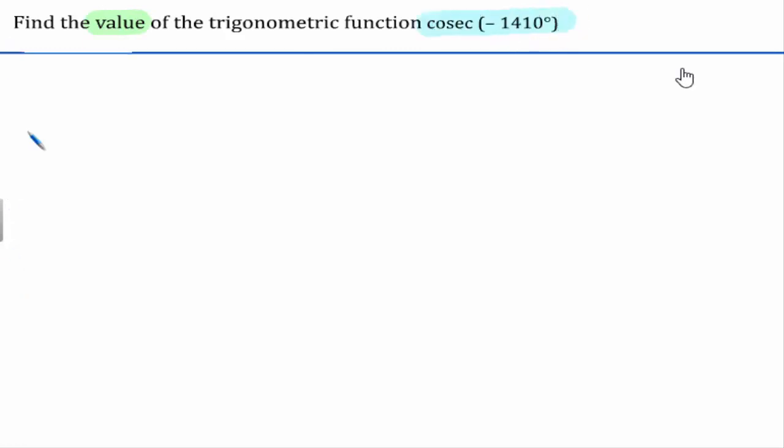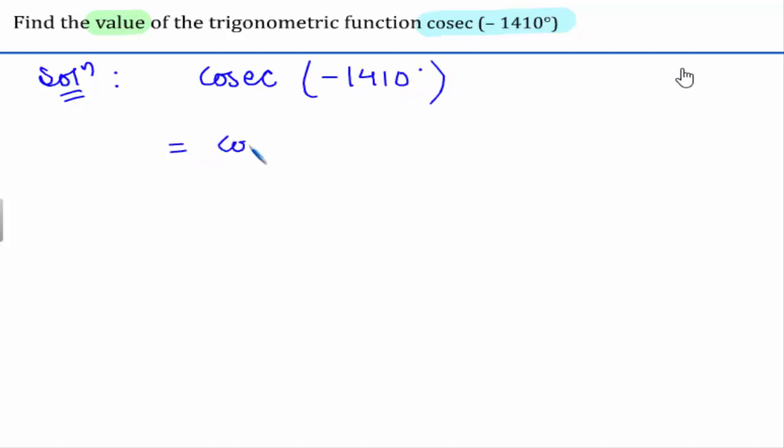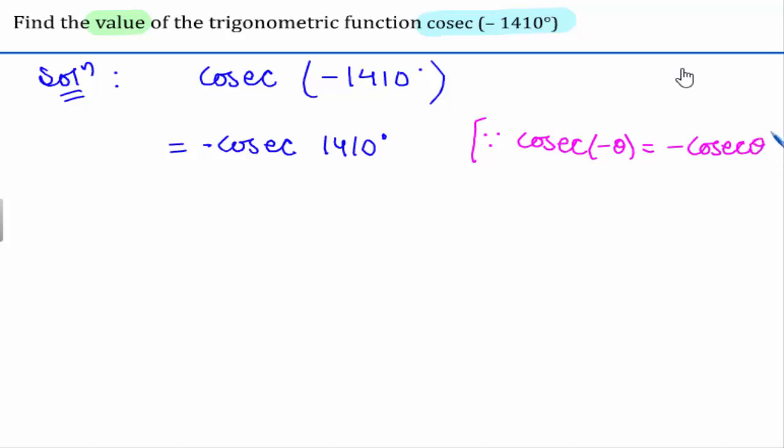In this question, we have to find the value of the trigonometric function cosec minus 1410 degrees. Let's begin with the solution. And we have cosec minus 1410 degrees. So this can be written as cosec 1410 degrees with a negative sign, since we know that cosec of minus theta is minus cosec theta.